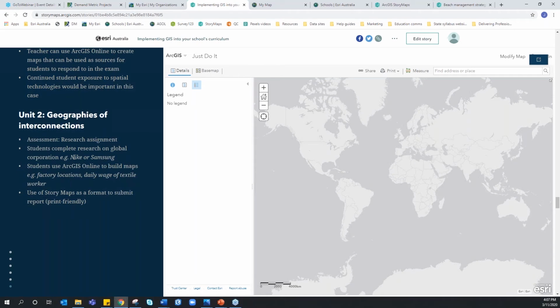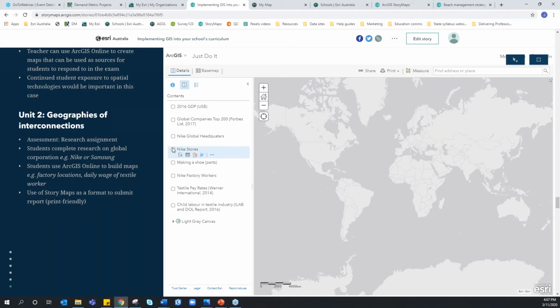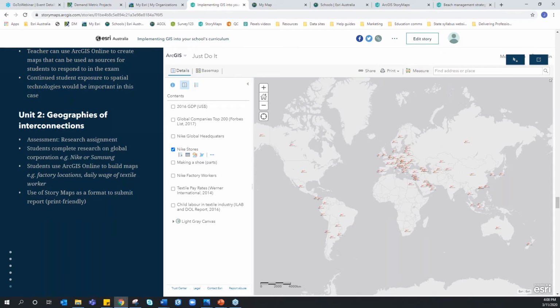And I guess the way that I would see implementing GIS into this curriculum is that students actually create their own map that features the factory locations of that particular corporation, maybe the daily wage of textile workers, things like that. And I'll show you an example to explore our Nike map, and this is available as a learning material as well. But you might get students to map where all the Nike stores are, and I'm sure that you can find that data fairly easily online.